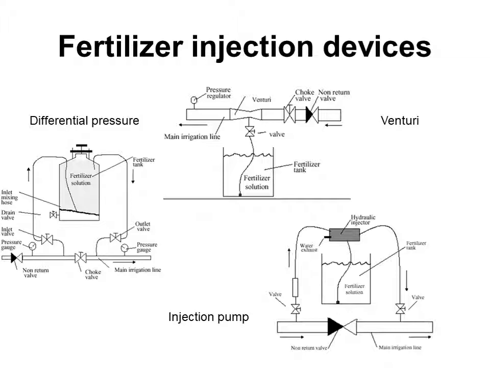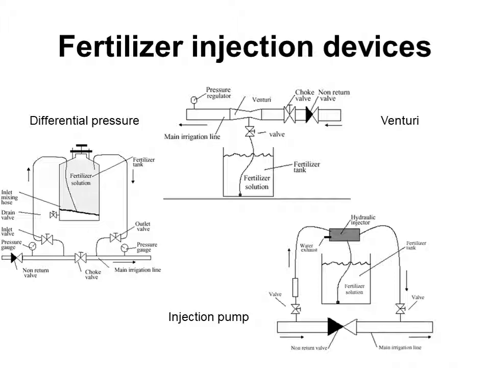Okay, if we perform proportional dosing of nutrients, we can use different alternatives. And here we have three possible alternatives for injecting nutrients into the irrigation system.